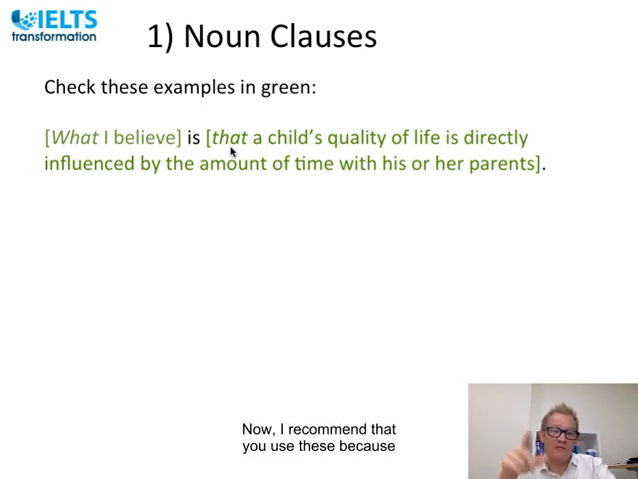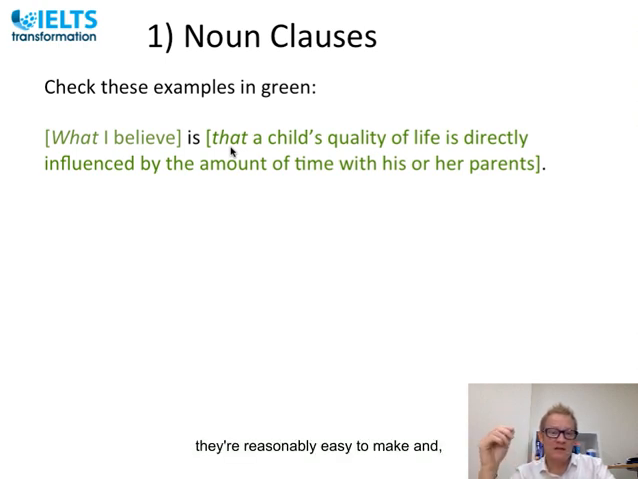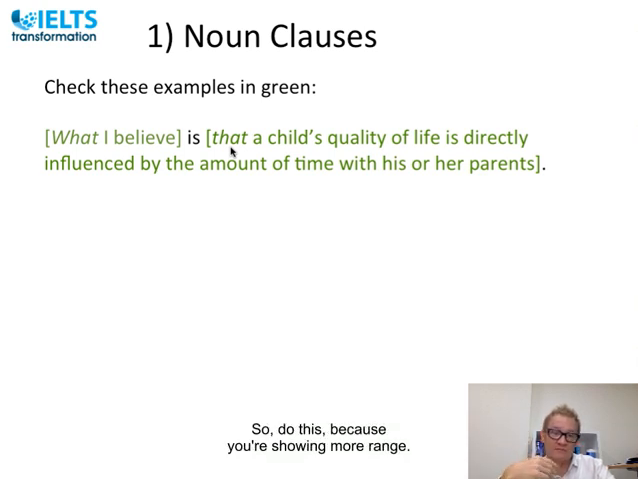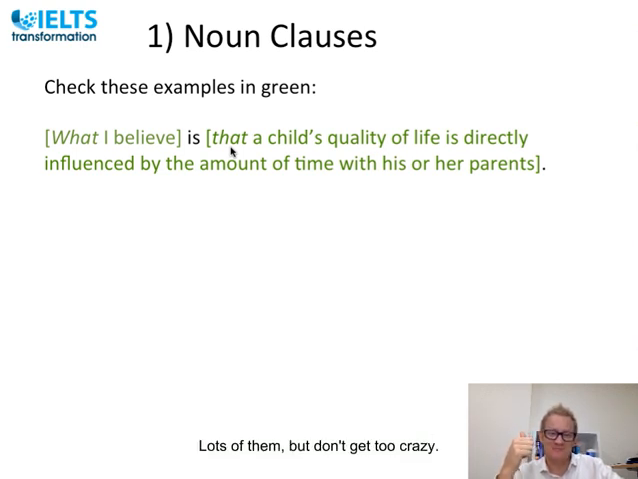Now, I recommend that you use these because they're reasonably easy to make. And depending on your first language, if it's one of the Latin languages, Spanish, Portuguese, French, Italian, you have the same structure in your language. So do this because you're showing more range. So in a sentence like, I like chocolate, we could change it to what I like is chocolate. And then you're making a complex sentence, which you want, lots of them. Although don't go too crazy, we just need some, that would be fine.